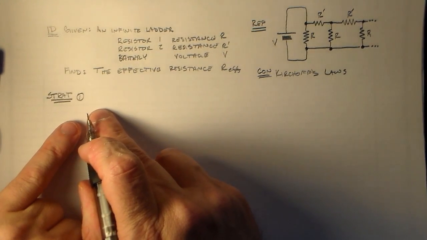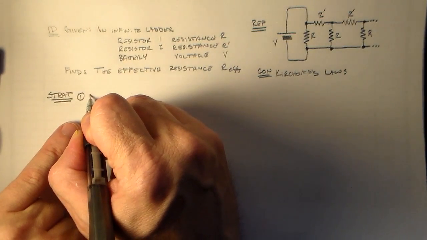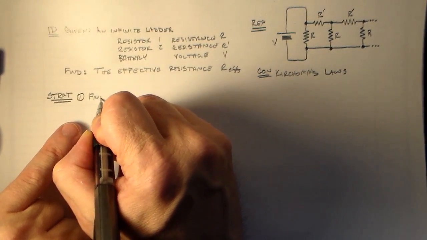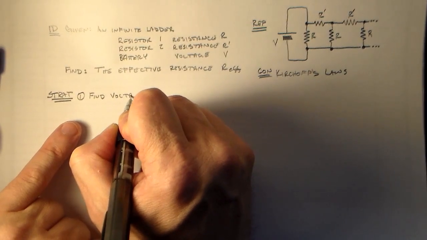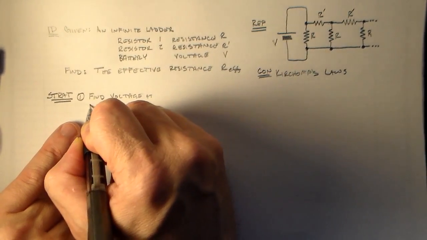So the first thing we'll probably do is find the voltage drop over the R prime resistors, or find the voltage at each of the top nodes.